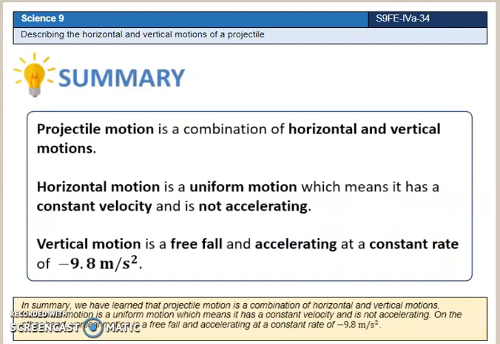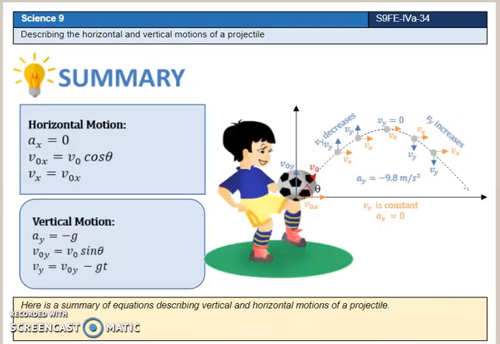In summary, we have learned that projectile motion is a combination of horizontal and vertical motions. Horizontal motion is a uniform motion, which means it has a constant velocity and is not accelerating. On the other hand, vertical motion is a free fall and accelerating at a constant rate of negative 9.8 meter per second squared. Here is a summary of equations describing vertical and horizontal motions of a projectile.